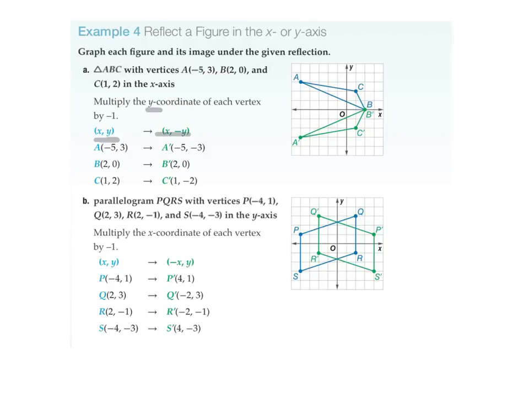Your Y is going to be turning negative, while A is -5, 3. So your A dash is going to be -5, which stays the same, but now it's -3. Okay, B is 2, 0, so in other words, it's on the 0 axis of the Y, so B dash doesn't change. And C is 1, 2, so it goes to 1, -2. So all you've got to do then is plot these 3 points, which will give you your original image. And then once you've plotted your 3 points, then that gives you your reflected image.